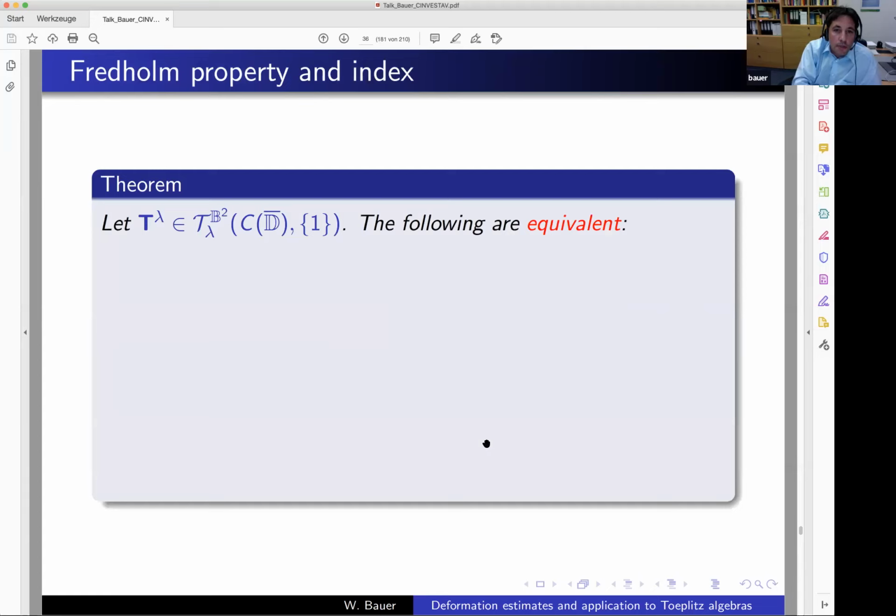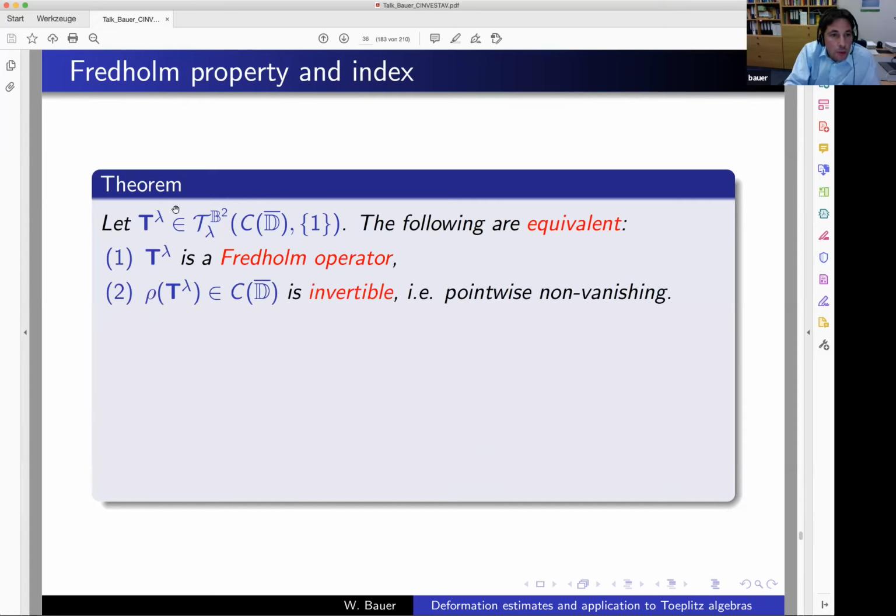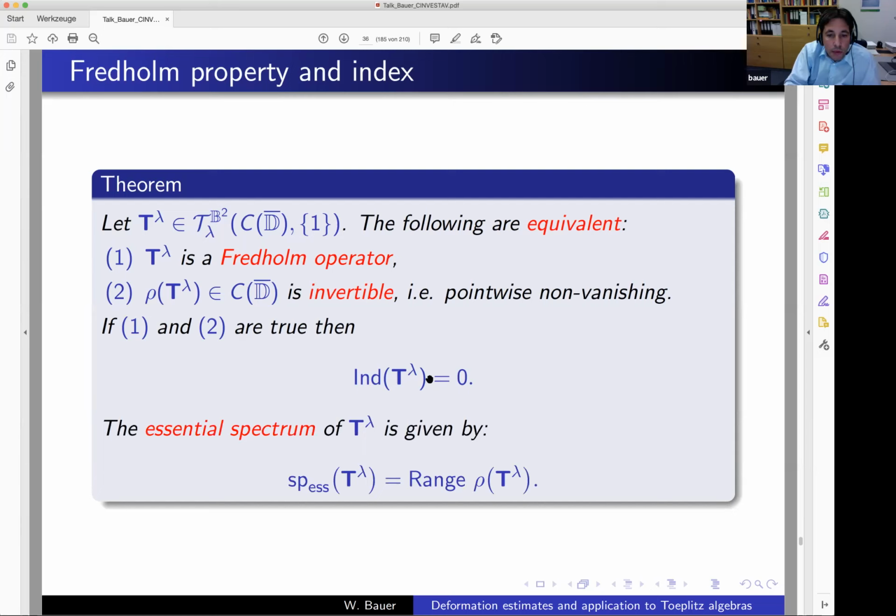Okay, so what can you do with that? As I said, that function should contain some information on the operator. And you may expect a similar result to the Toeplitz algebra, which is formed by Toeplitz operators with bounded symbols up to the boundary on the ball. And here we have the following result. An operator in this C-star algebra is a Fredholm operator if and only if the symbol which is picked out by this process is an invertible function on the closed disk. So invertible means pointwise non-zero. And in this case, we can also calculate the index, but the index in this case is always 0. We get also the essential spectrum, and it's just the range of the symbol which we pick out by this homomorphism.